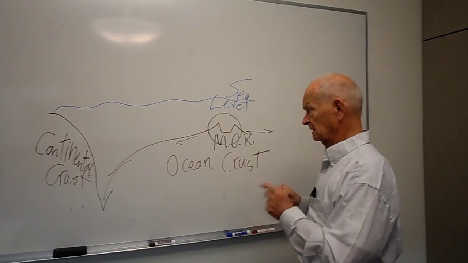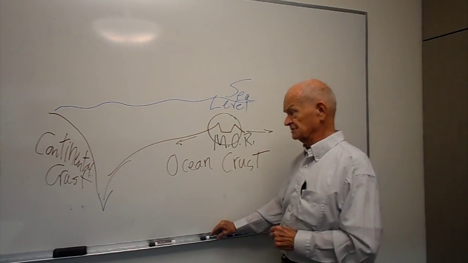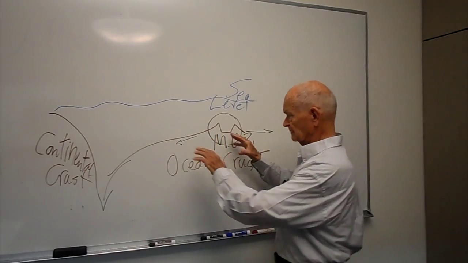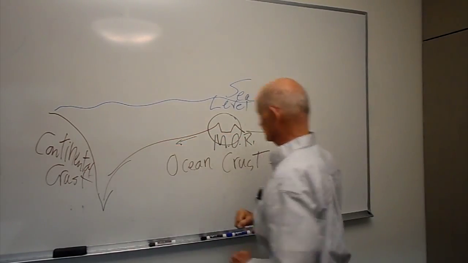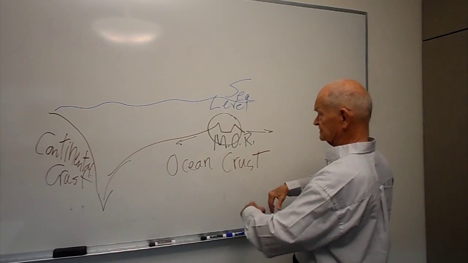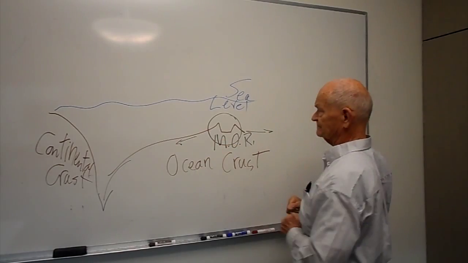Now, while this process is taking place, and remember it's a slow process, a few centimeters per year, the ocean floor is drifting out in this direction. It's also drifting out in this direction over here. Remember, this is what we call a divergent plate boundary.